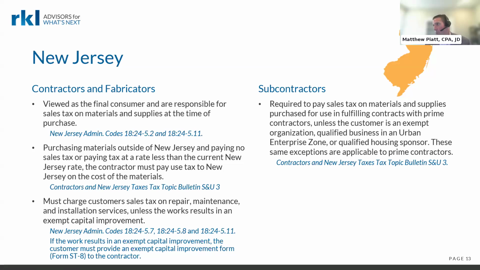fulfilling contracts with New Jersey uses the term prime contractors. That's just another way of saying general contractor, unless the customer is an exempt organization, qualified business in a UEZ zone, or a qualified housing sponsor. So subcontractors are treated very similar to prime contractors in New Jersey. But for any of the differences there, again, that bulletin is a really good resource and has good examples on which falls into which bucket there.